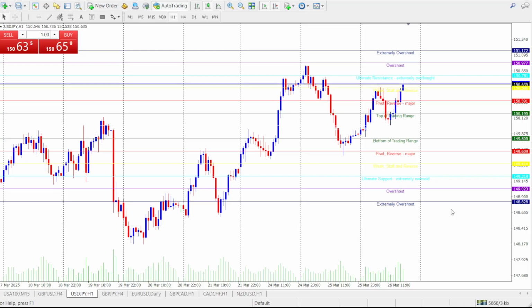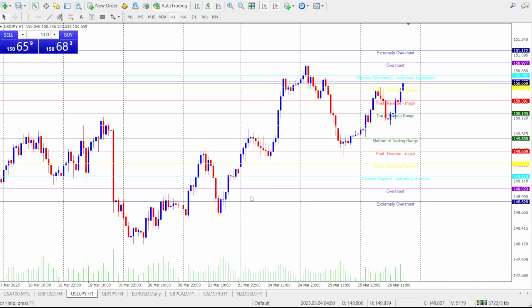All right, so now the indicator is widely used by scalpers, day traders, swing traders, right? The levels that the indicator presents provide traders with critical areas for trade entries, exits, and potential reversals, okay?